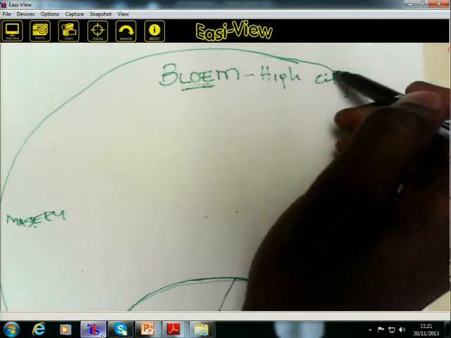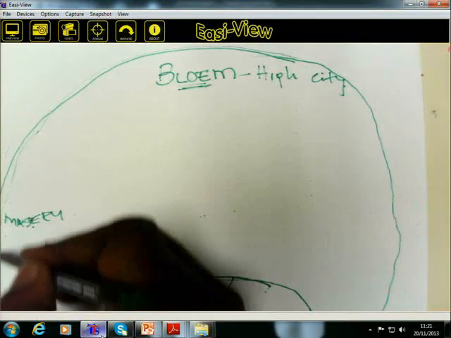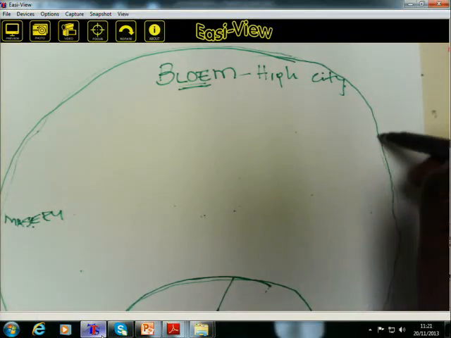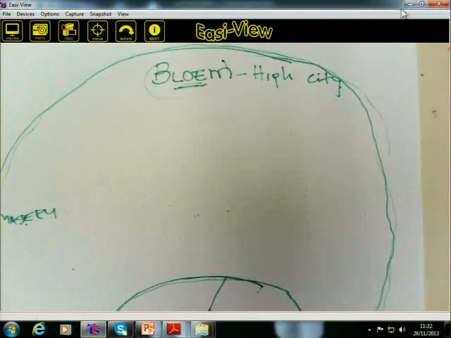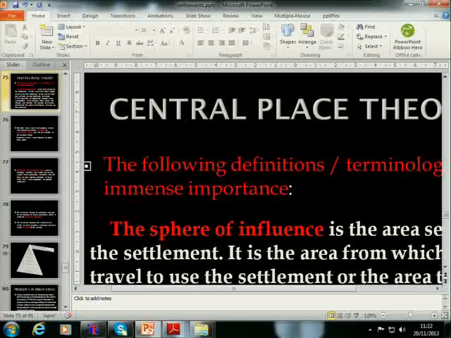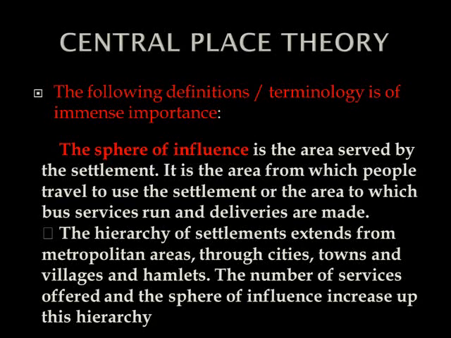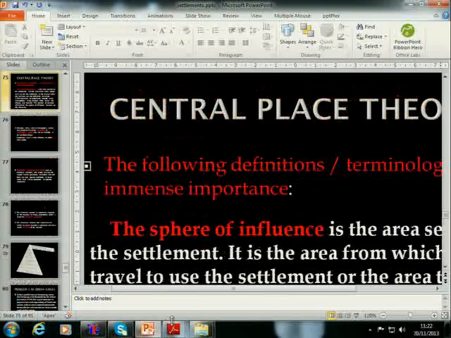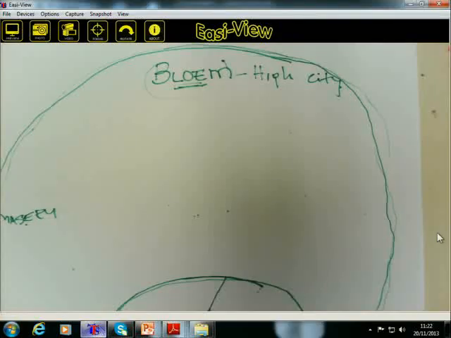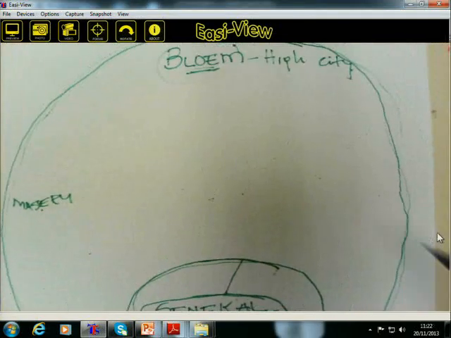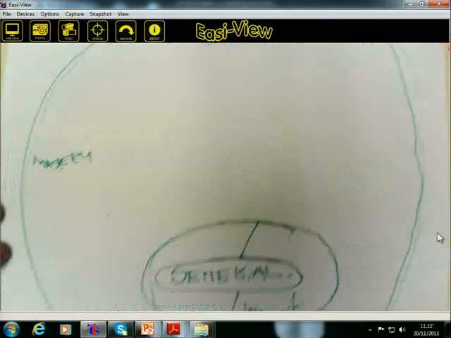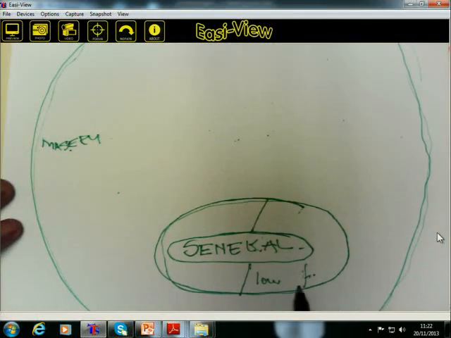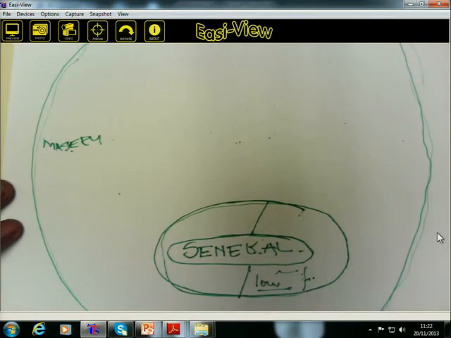That the sphere of influence is an area from which a city does what? An area that is influenced by what? By a settlement. Let's go back to it. It says area served by a settlement. Can you see that? So obviously, Bloemfontein serves a much larger area than any other town in the Free State. So it has got a large sphere of influence. But the small towns that we have, because they sell low order goods and they have low order activities, will have a smaller sphere of influence.